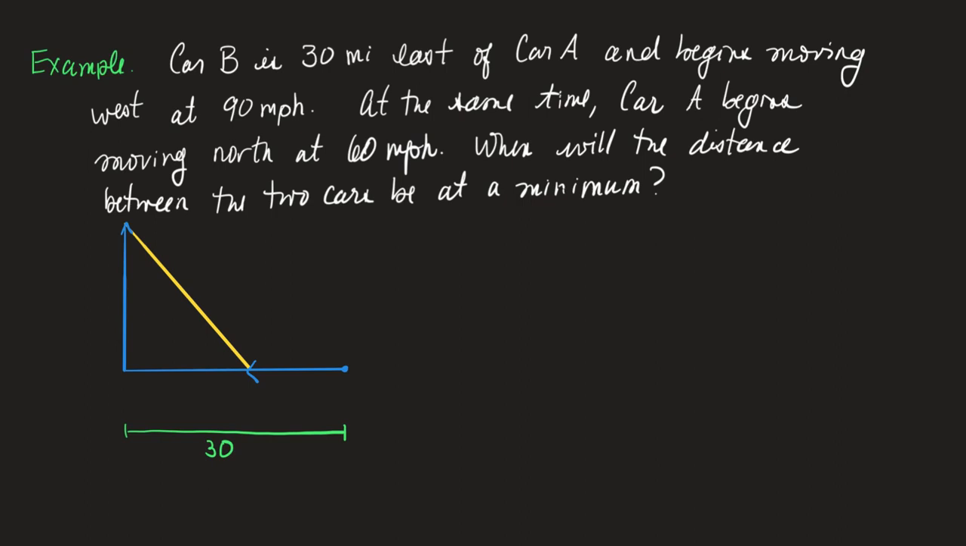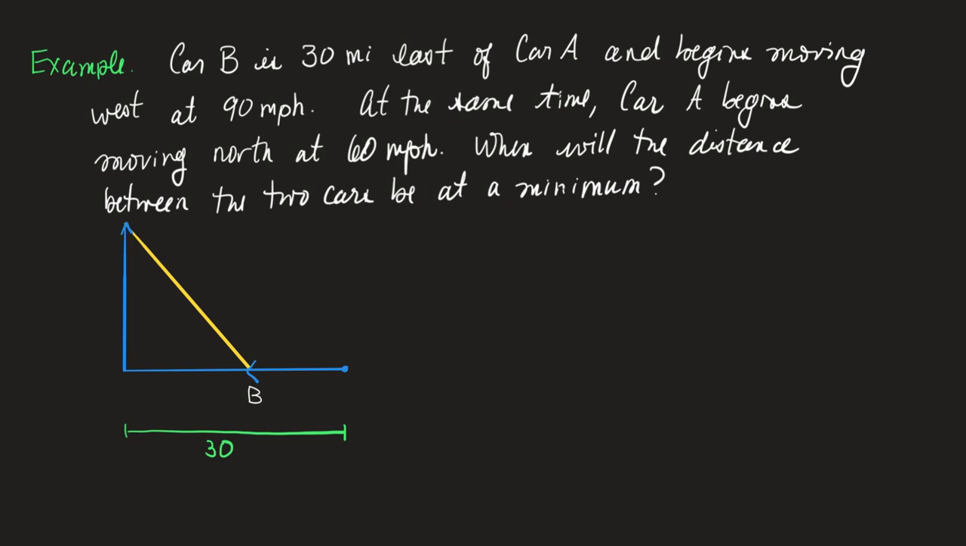In this video, I'm going to solve this optimization problem. So I've got two cars. I've got car B, which is 30 miles east of car A, and car B begins moving west at 90 miles per hour. So let's put car B there at time t.